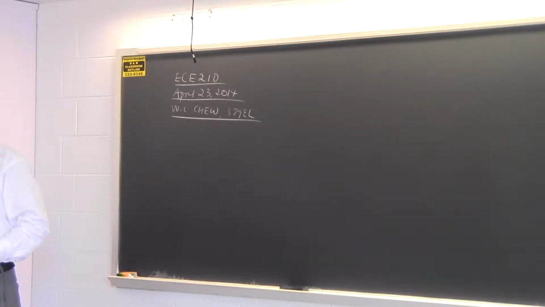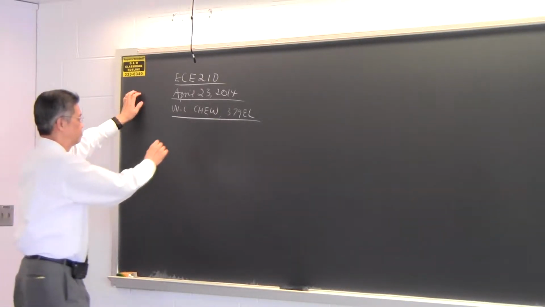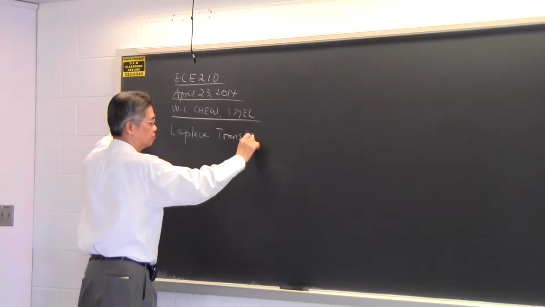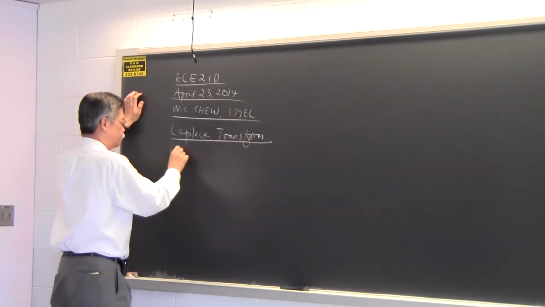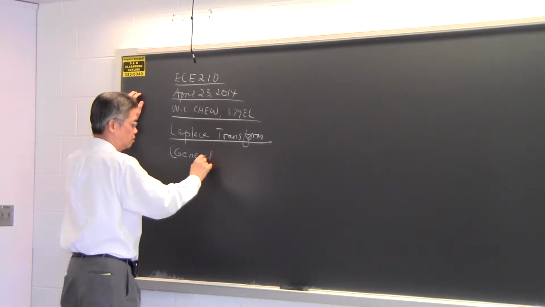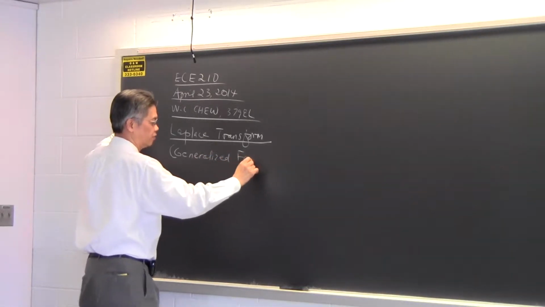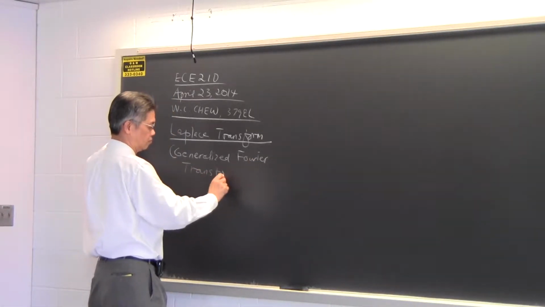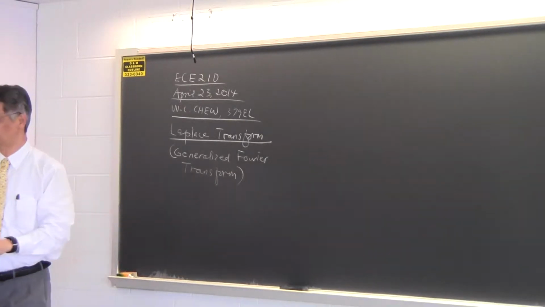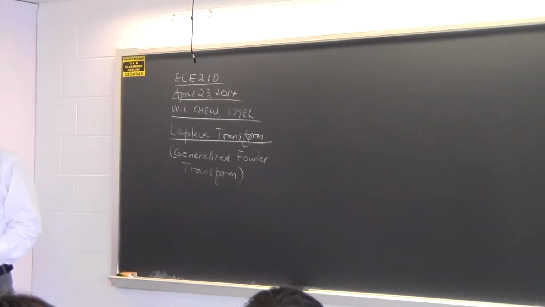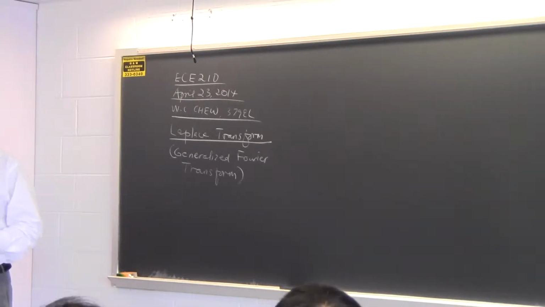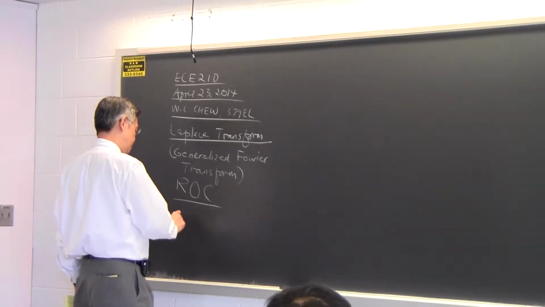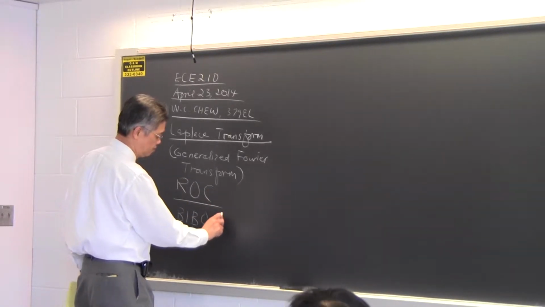Let's get started. We talked about the Laplace transform last time. You can think of it as a generalized Fourier transform. We also talked about regions of convergence, ROC, and BIBO stability.